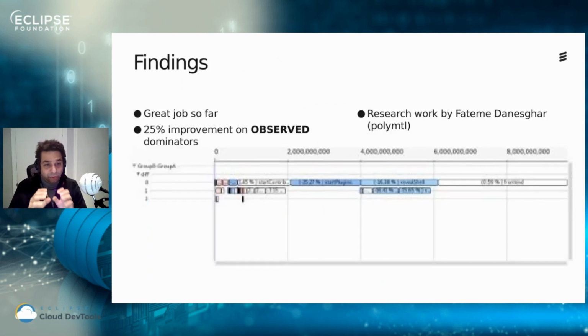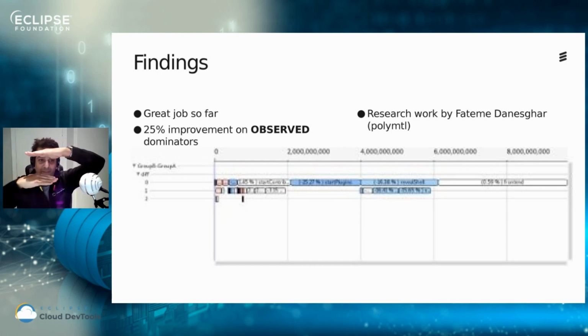Now, I want to do a shout out to academia. I have the privilege of working with Polytechnique Montreal, and Fateme Daneshkar has contributed a differential flame graph. So what happened was that we were able to take two runs, a good one and a bad one, and compare them. And with that, we were able to see that our dominators had a 25% improvement done so far. This is excellent, excellent news.